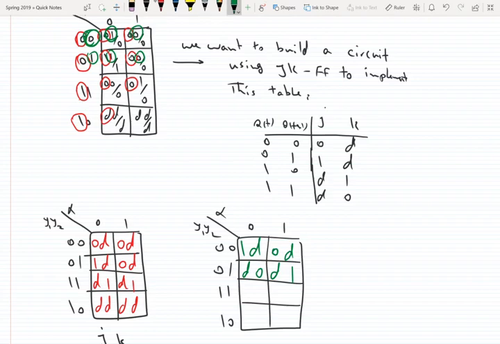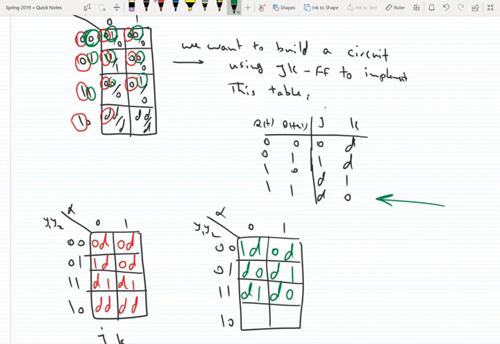Third row, first column, 1 to 0. 1 to 0 is D1. Second row, third row, second column, 1 to 1. D0, very good.